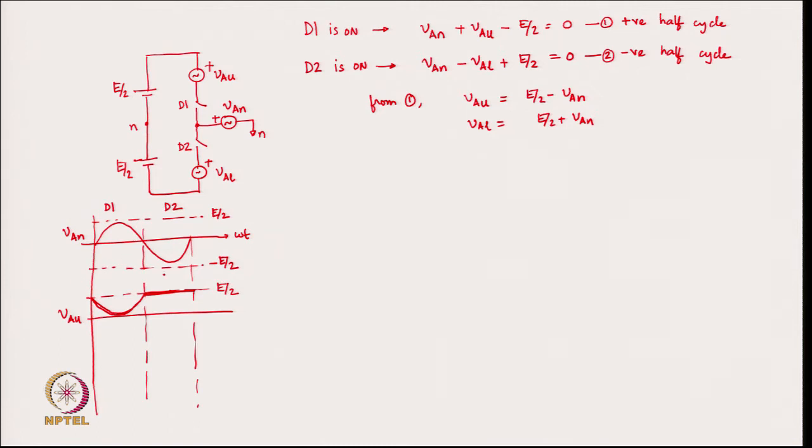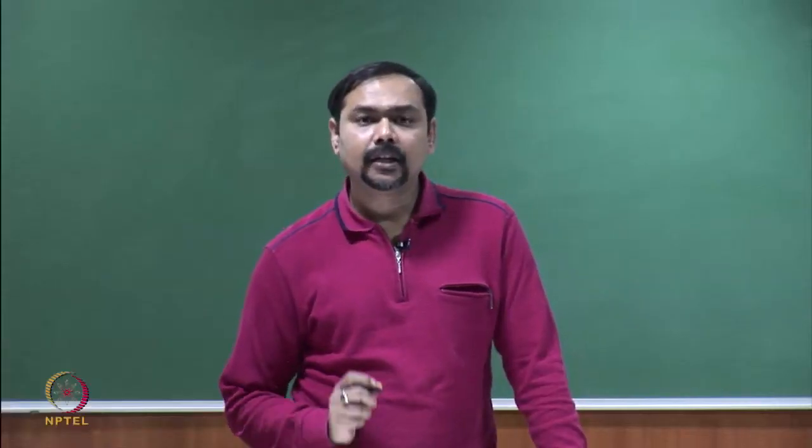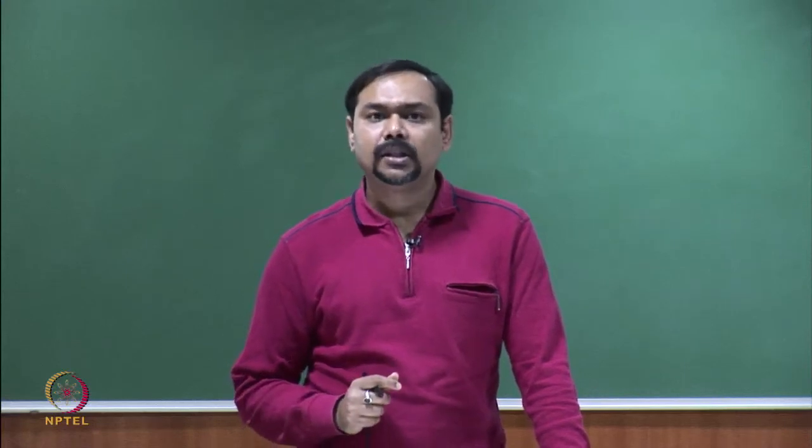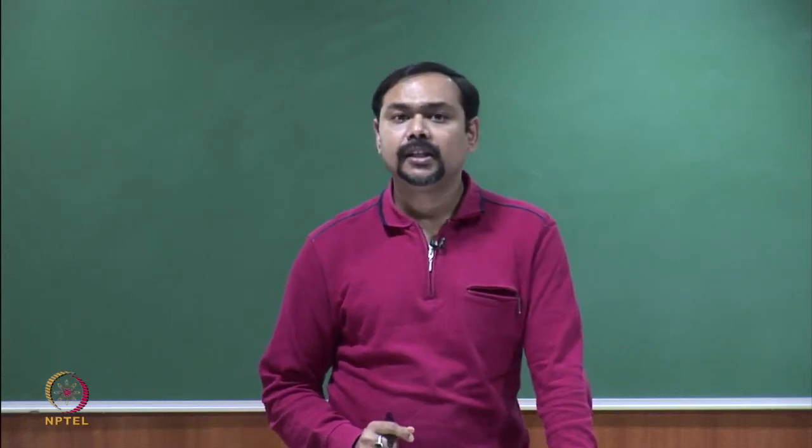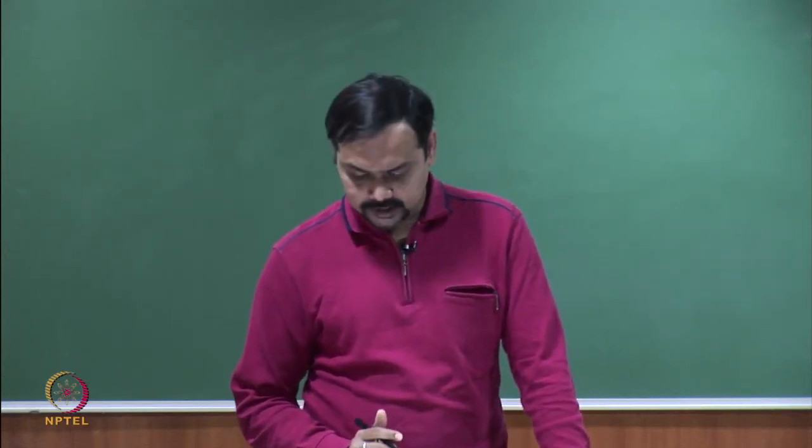This is the waveform of VAU, and you can clearly see that the rating of VAU is equal to E by 2, which is half that of the conventional MMC. Remember, in the conventional MMC we had said that the voltage rating of the arm is equal to the total DC link voltage. Here the voltage rating of the arm is half the total DC link voltage.